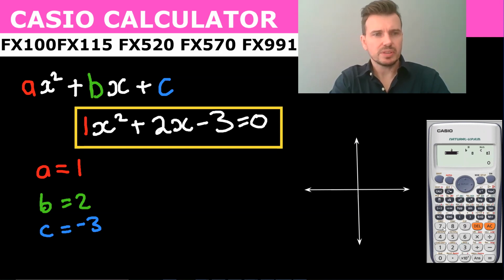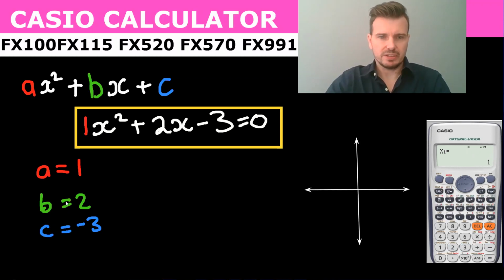And then all I do is I put in a, b, and c. So a is 1, b is 2, and c is negative 3. Then I say equals, it's going to give me my first x value. So my first x value is 1. Then I look and I say equals again. That'll give me my next x value, which is minus 3.